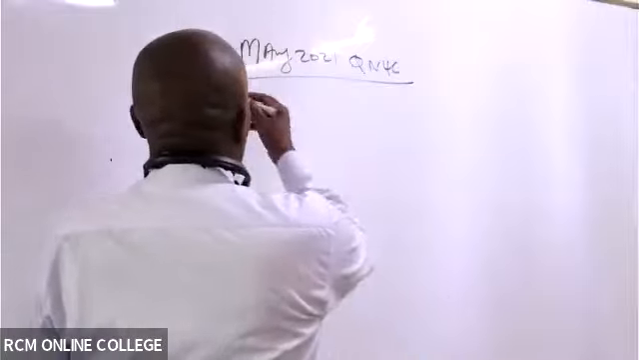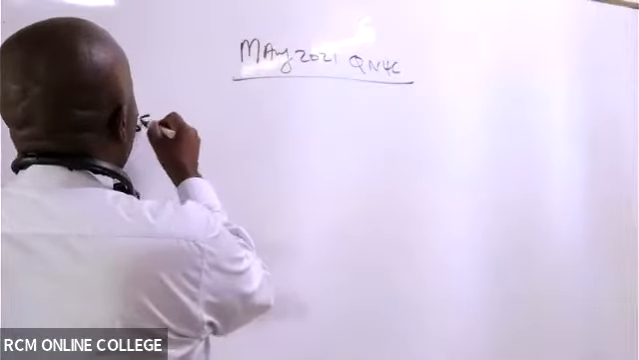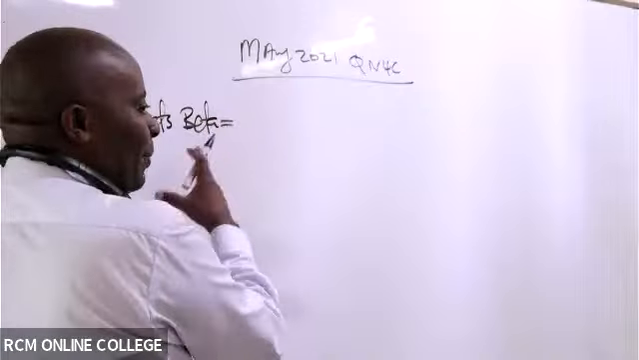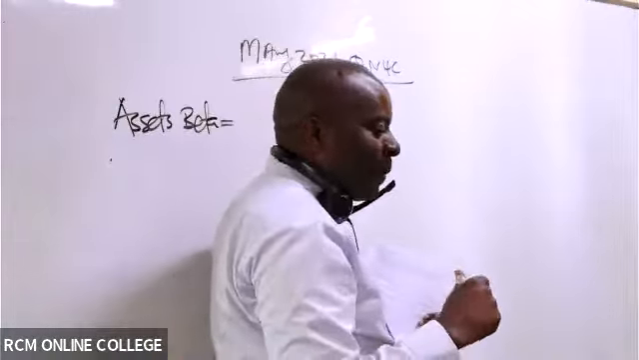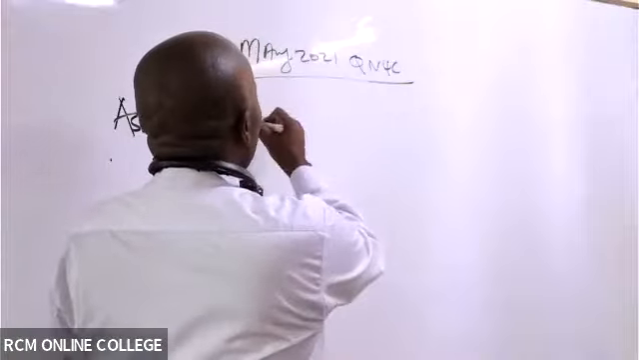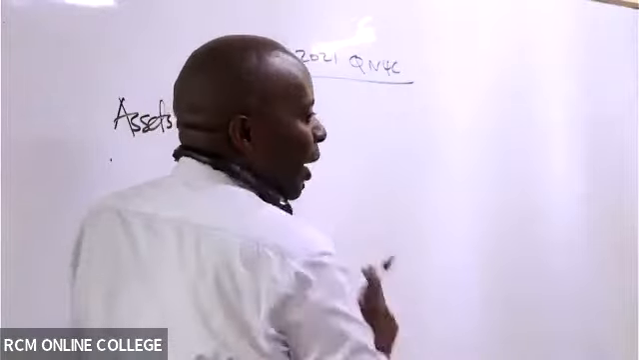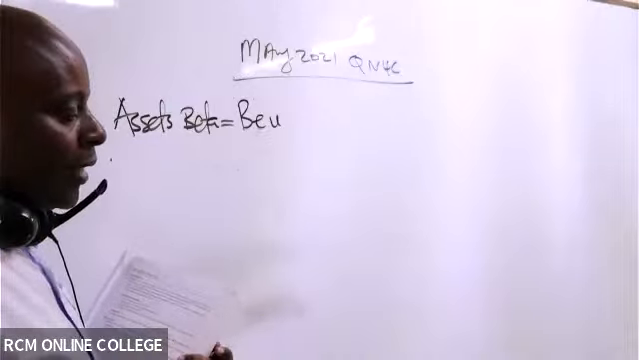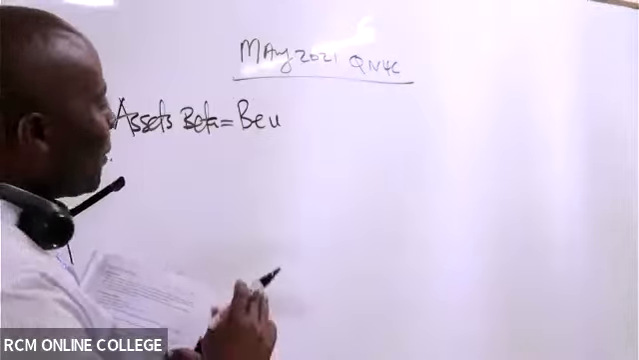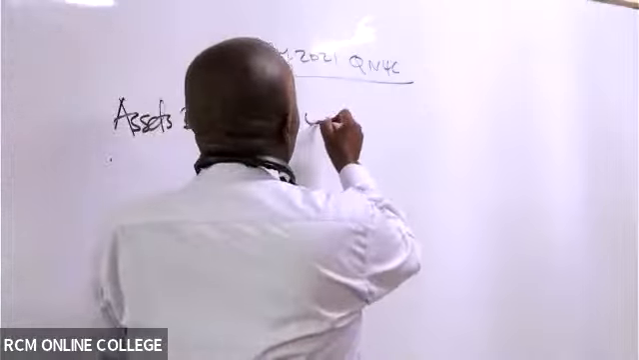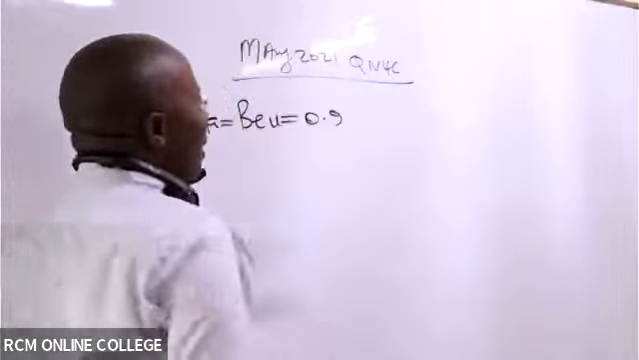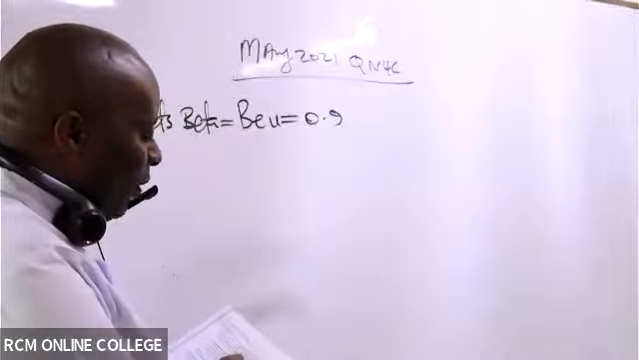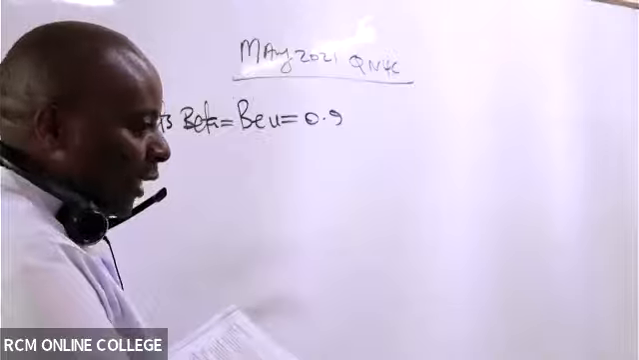They have given me the assets beta. Assets beta, we gave it some other special name: BEU. It is beta equity of an unlevered organization. So this BEU is the one they have given us as 0.9. You can see up there that the company has an asset beta of 0.9.